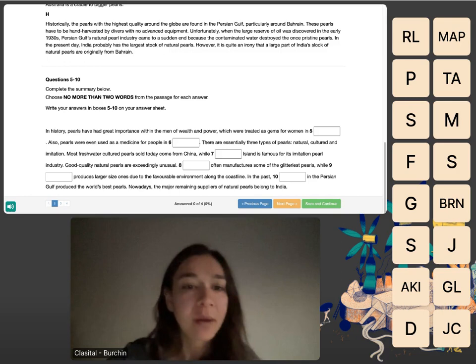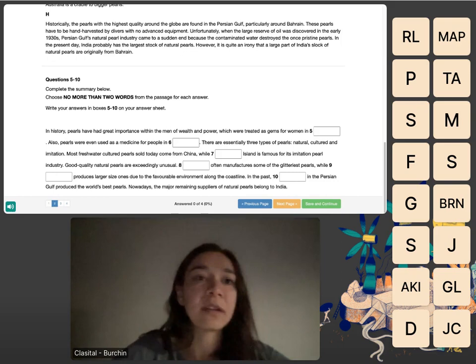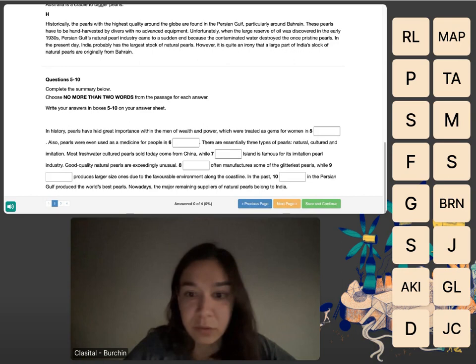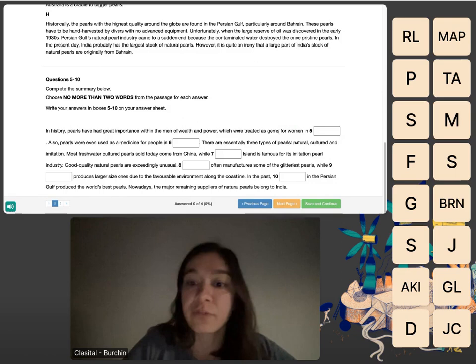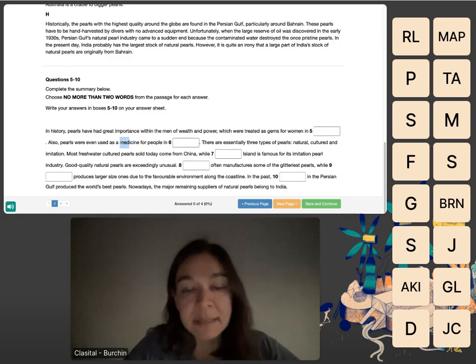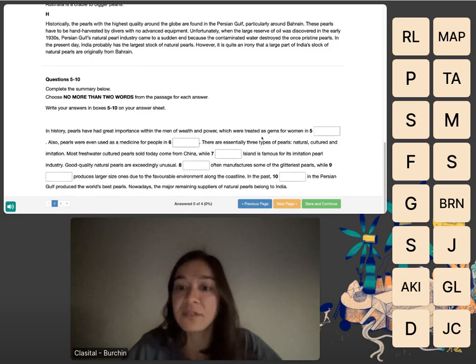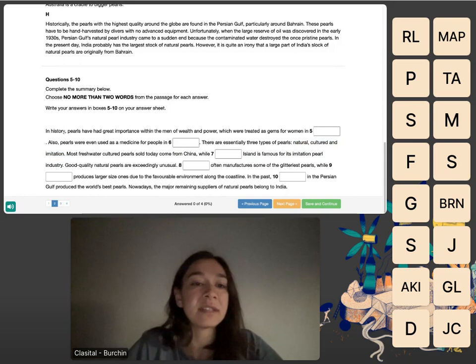There are essentially three types of pearls. So these are my keywords. Let me look at my keywords. For example, in here, gems for women. Also, pearls were used as a medicine. Medicine can be my keyword. There are essentially three types of pearls: natural, cultured, and imitation. These are my keywords.